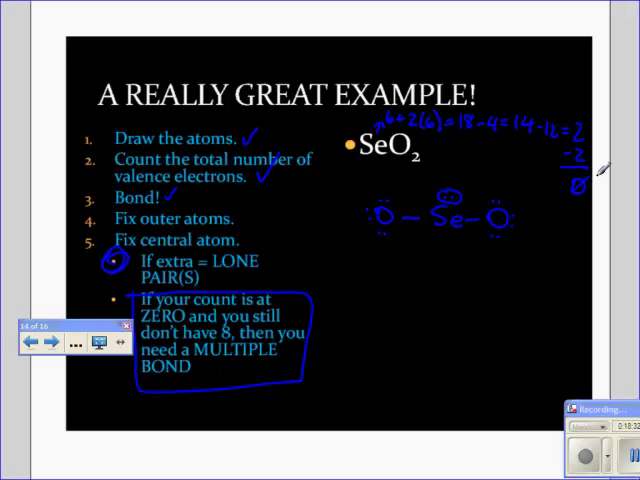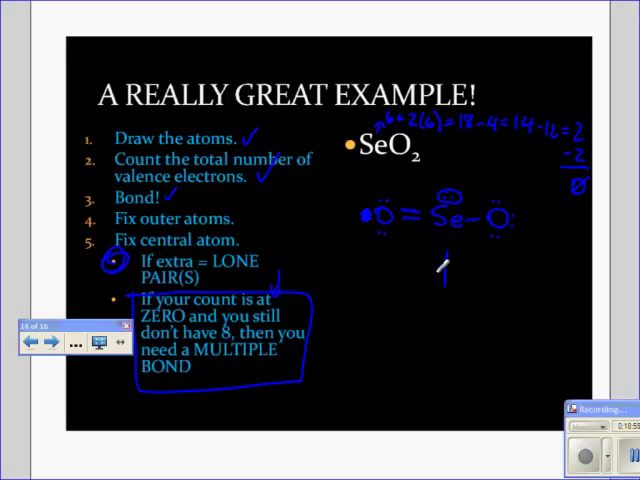I still have to check the middle. Does the middle have 8? It has 2, 4, 6, and I go, oh shoot, doesn't have 8. If I'm at 0 and I still don't have 8, I need a multiple bond. So I'm going to take 2 away from this oxygen and double bond. So this has a lone pair and a double bond.